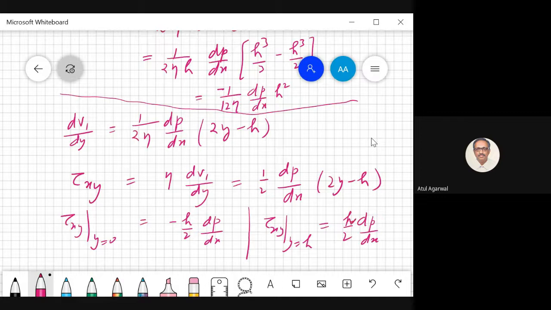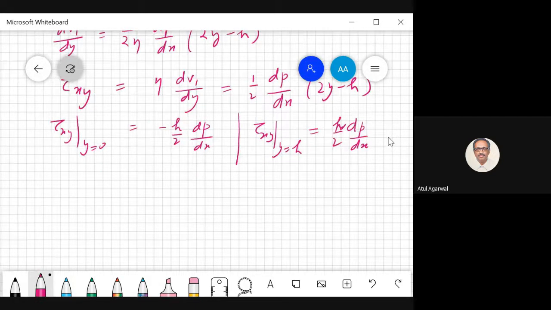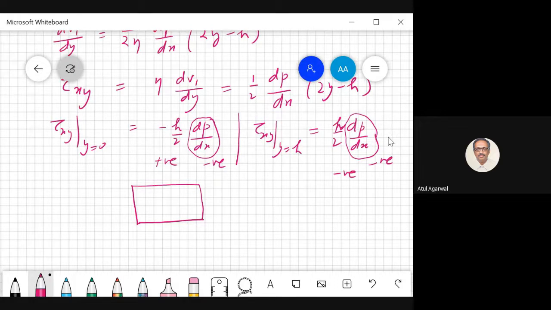Okay. So you have found shear stress both at the lower wall and the higher wall. So this is a fluid. You're finding the shear stress at the fluid. You see, this is negative. This is negative. So this term becomes positive. This term becomes negative. So positive shear stress here means what? If you take a fluid element here, it has to be like this because this is a negative y direction. So positive shear stress has to be in negative x direction.